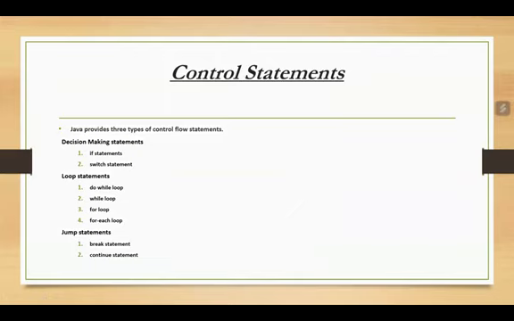Control statements. There are mainly 3 types of control statements in Java: decision making statements, loop statements, and jump statements. In decision making statements, there are 2 types: if statements and switch statements. In loop statements, we have do while loop and for each loop. And in jump statements, we have break statement and continue statement.